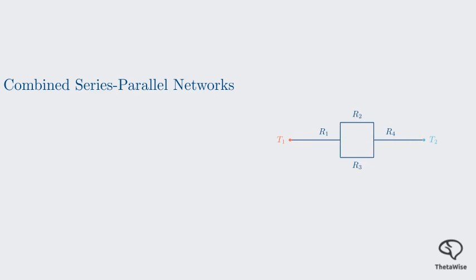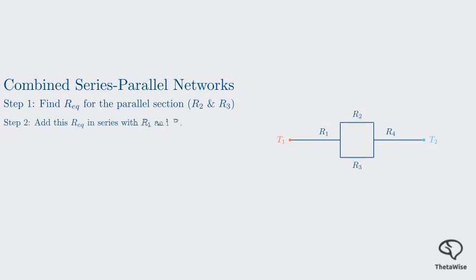To solve this, we work from the inside out. First, we find the equivalent resistance for the parallel section, R23. Then we can treat the circuit as three series resistances, R1, R23, and R4. The total equivalent resistance for the entire system is the sum of these three. So, while series resistance is the workhorse for heat exchangers, understanding parallel and combined networks is essential for solving heat transfer problems in more complex, realistic geometries.